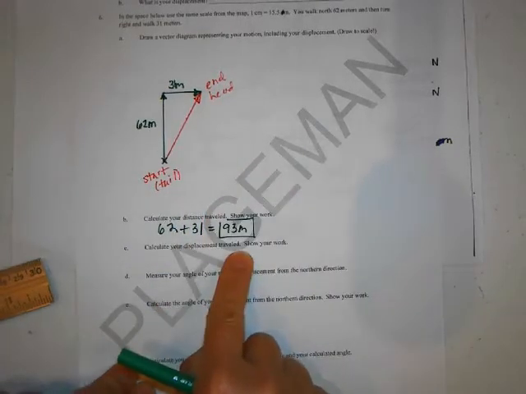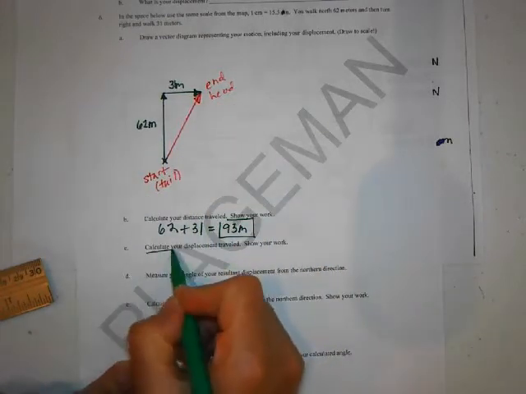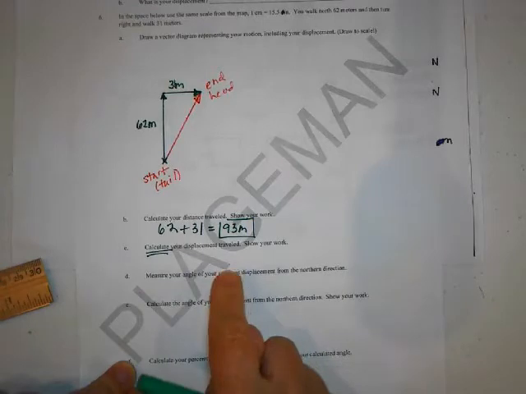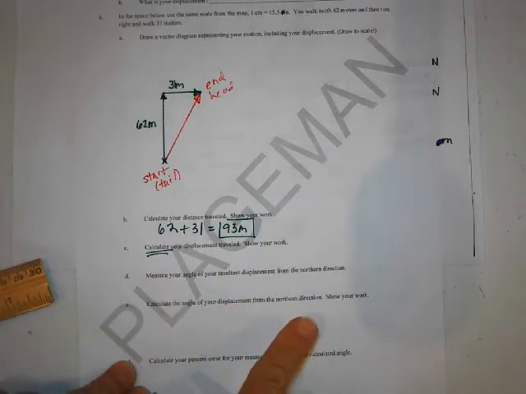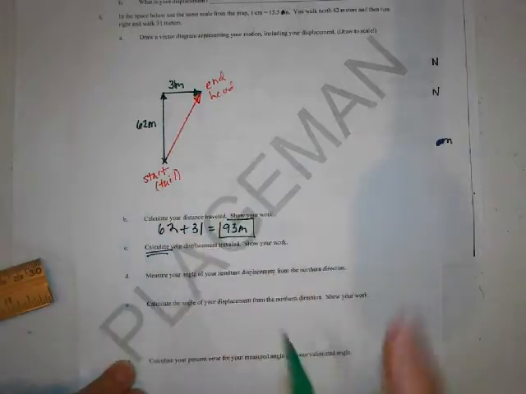My displacement is from where I start to where I end up. Now, if I do this, see how it says calculate? There's a difference between calculating and measuring. Calculate means I use math. Measure means I'm using it to scale.